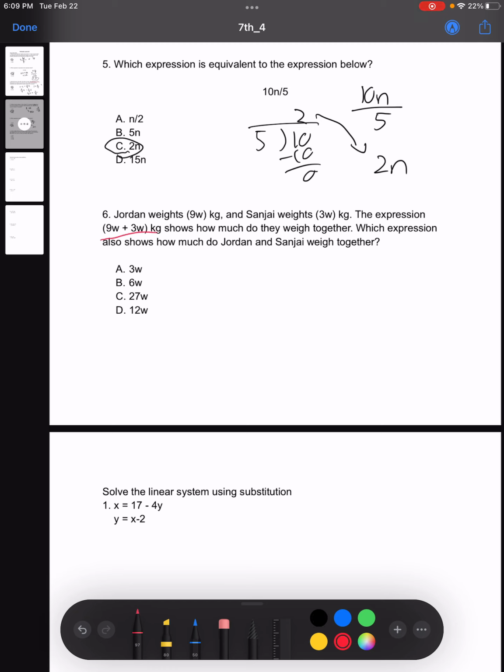We have this expression, 9w plus 3w, and this one is also pretty simple. All you need to do is add the two numbers together. We know that 9 plus 3 is 12, meaning that we can simplify this into 12w. Essentially, whenever you have two terms with the same variable, you can just add them together to simplify the coefficient of the variable. In this problem, our answer would be D.